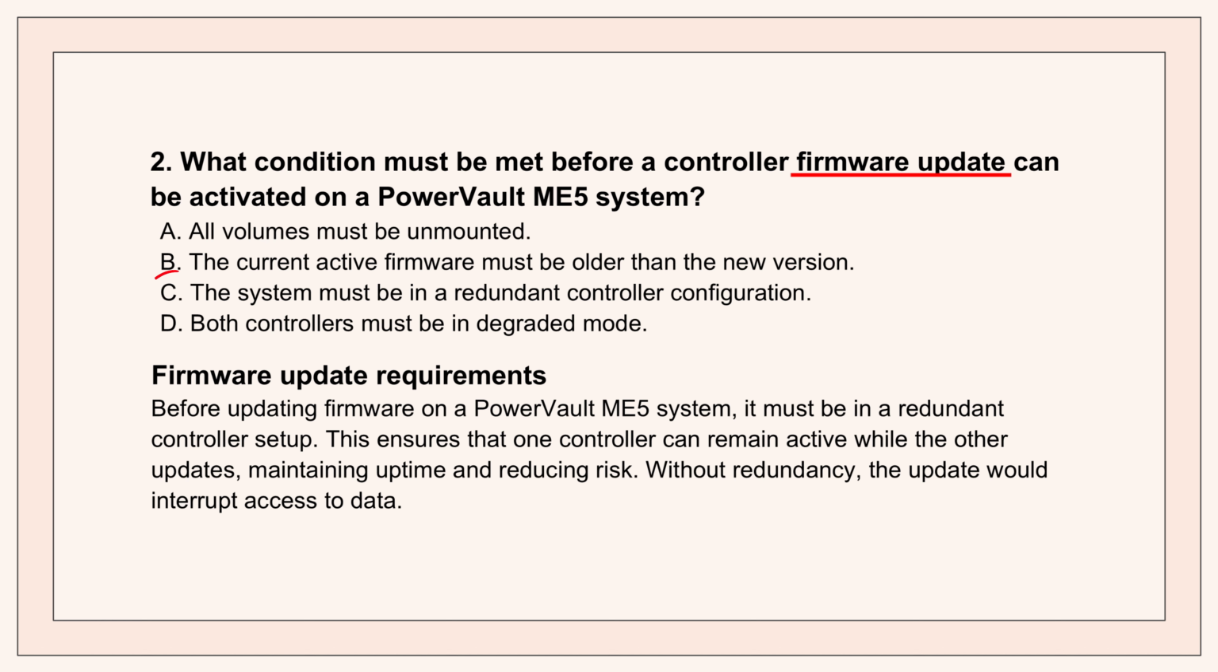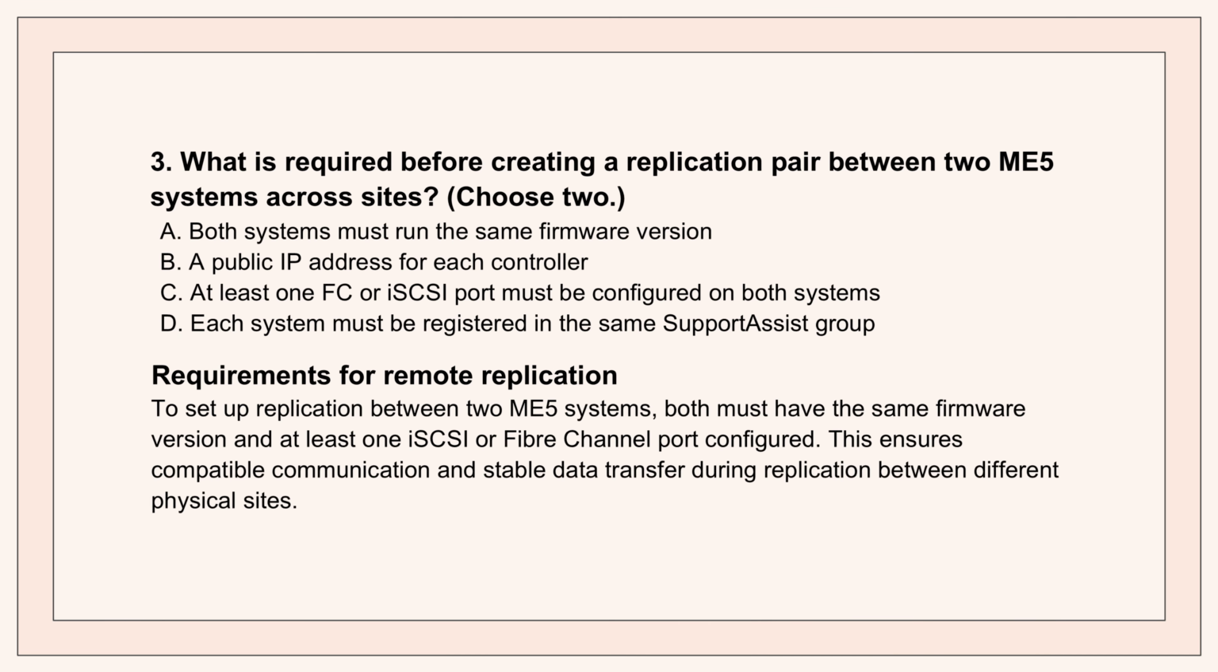Makes sense. And speaking of keeping things running and talking to each other, let's pivot to remote replication. Okay, DR scenarios. Yeah, mirroring data between two ME5s across different sites. For creating that replication pair, what are the two key requirements? Okay, two main things. First, both PowerVault systems absolutely must be running the exact same firmware version. Like speaking the same language. Exactly, down to the dialect.